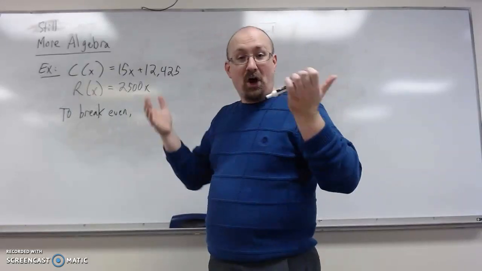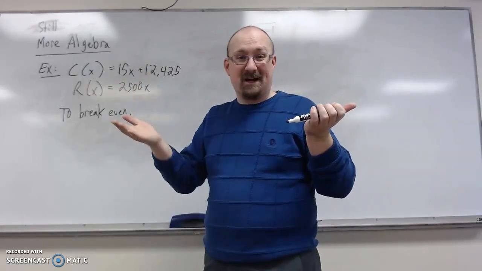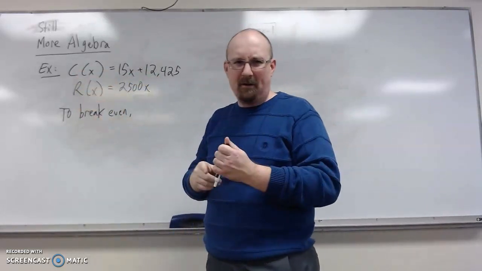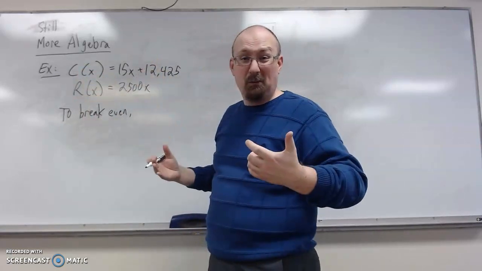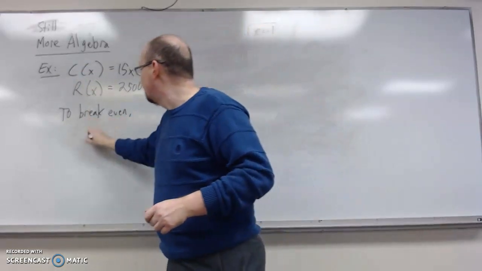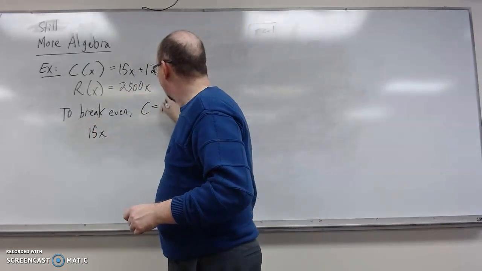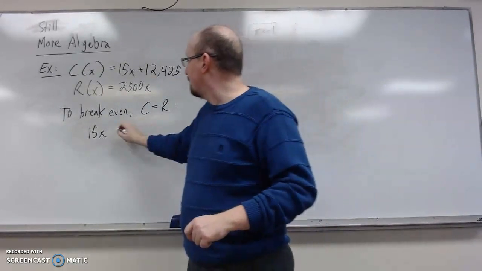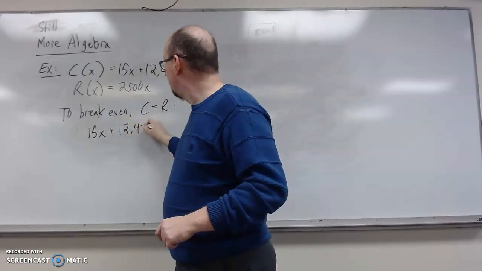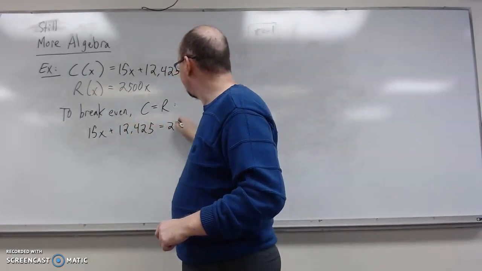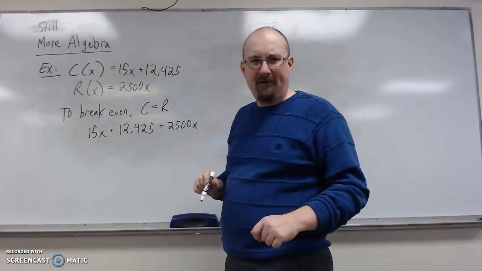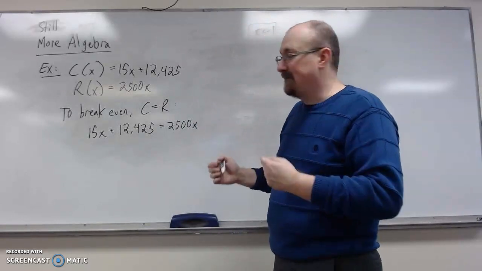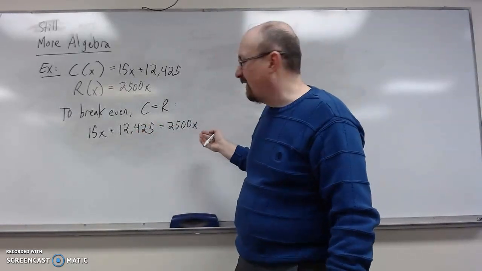So to break even, cost and revenues need to balance out precisely. So you can say C of X equals R of X, or you can just take these two things and set them equal to each other. Or you could just write C equals R if you like. So 15x plus 12,425 equals 2,500x. Now from here, we subtract over the 15x because we need all of our x terms on one side of the equation.